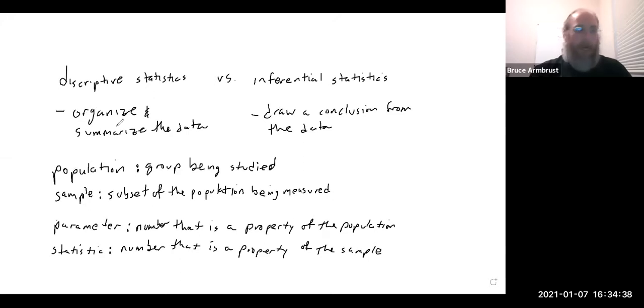Okay, so a couple more terms, and then we'll actually do some examples. We'll talk about what these different things are in those examples. Let me just clear this really quick. All right, so then we also have what's called the variable.